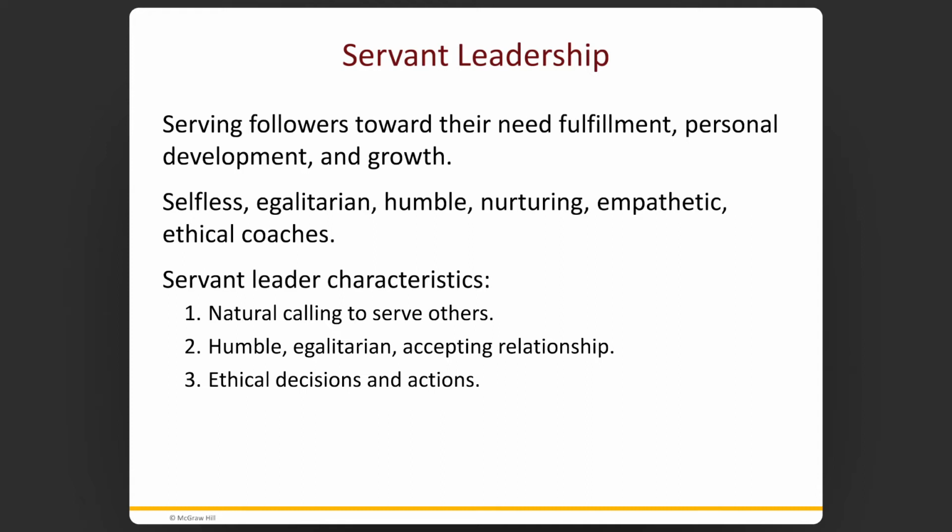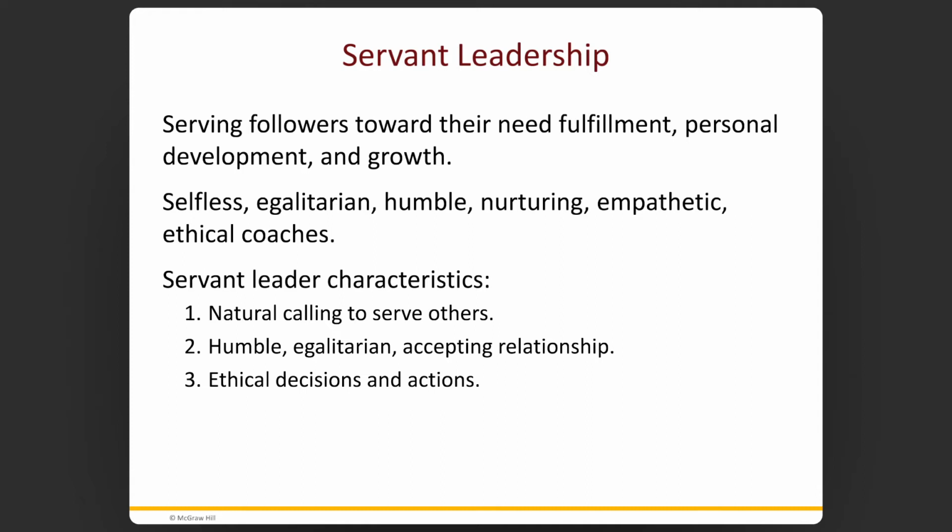And one of my favorites, because I see myself as a servant leader, is this notion of servant leadership: serving followers towards their need fulfillment, personal development, and growth. Leaders serve followers rather than vice versa. So, serving followers towards the fulfillment of their needs. You've got the characteristics of being selfless, egalitarian, humble, nurturing, empathetic, ethical coaches, if you will.